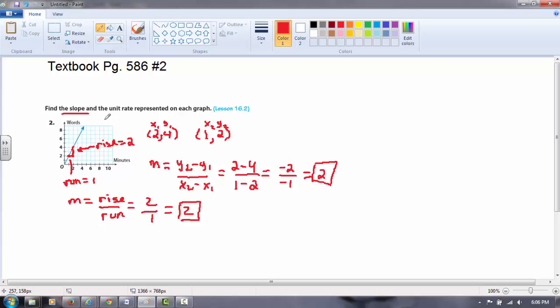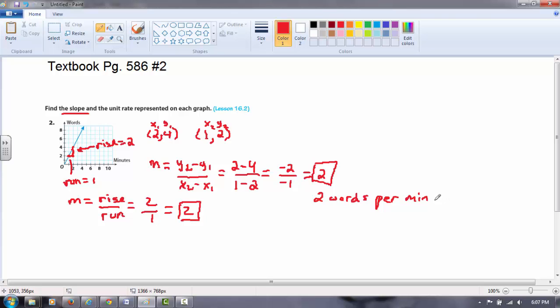And then the second question is the unit rate represented on each graph. Okay, so let's write down what the slope's representing on this particular graph. What it means is for every two words, so if I go up 2, and I go 1 over, that'll tell me how many minutes it is. So this right here is going to represent 2 words per minute.